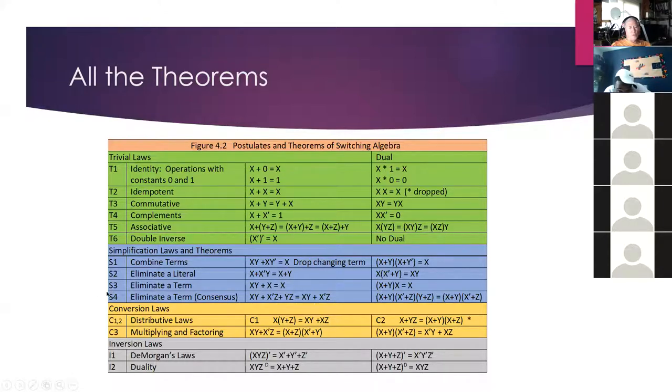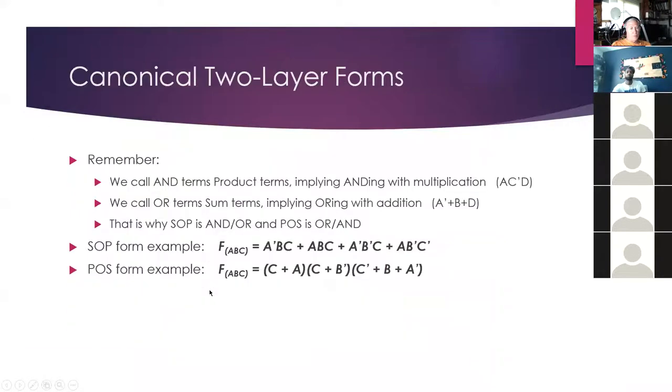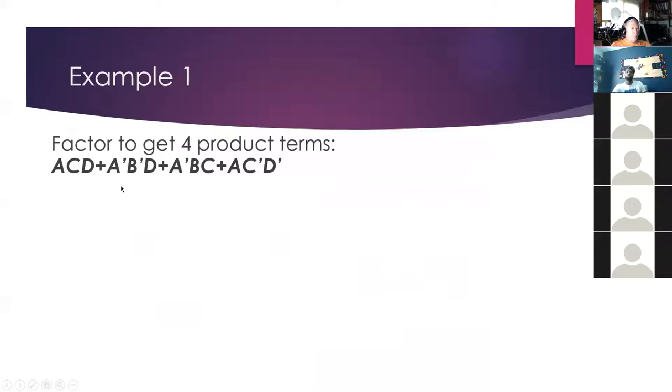We said we'd leave these out of the discussion for the time being and bring them back when we do K-maps in chapter 5. So we're not going to worry about the consensus term. Once we check all these simplification laws, if we can't use any of them, then we look at our conversion laws: the first distributive law, the second distributive law, or multiplying and factoring. So in this case, what are we going to do?